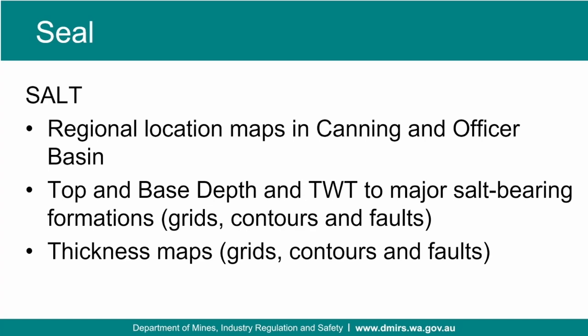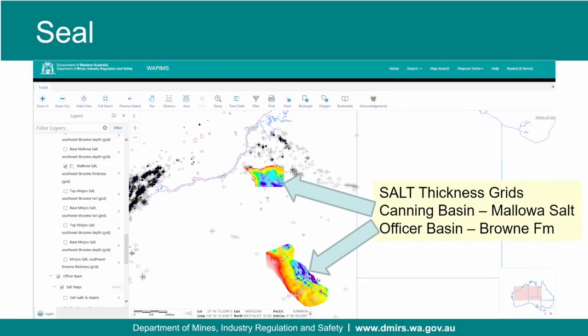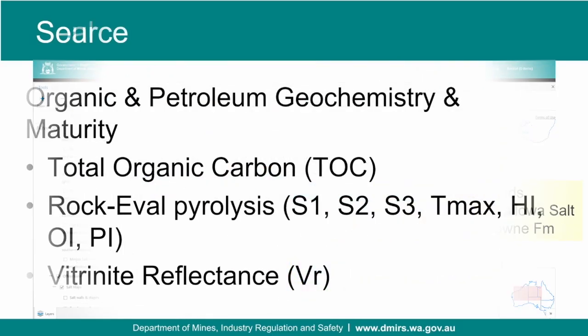So another layer we're looking at is seals. At the moment we've only got salt in there, but we have some regional maps, top, base and isopach of regional salt layers, and two-way time and thickness maps. So here's an example of some of the grids. We also have contours and faults. I've selected here the Mallowa Salt in the Canning Basin where we've mapped it to date, and in the Officer Basin the Browne Formation. They're obviously different ages, but I just wanted to show you that there are multiple salt layers that you can bring up.